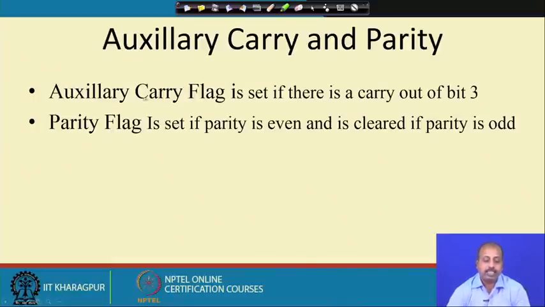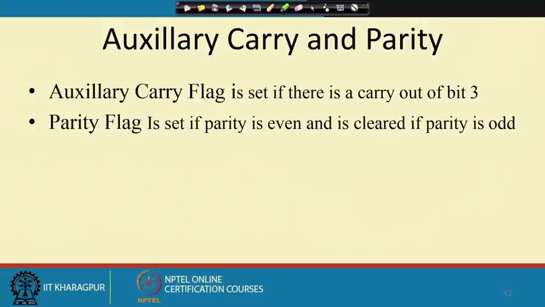Then there is the auxiliary carry. The auxiliary carry is set if there is a carry out from bit 3, if the result is an 8-bit result. So, if there was a carry generated from bit number 3 to bit number 4, then this auxiliary carry will be set. Many times this is necessary, particularly when we are doing operations with binary coded decimal format. It is kept for that purpose.